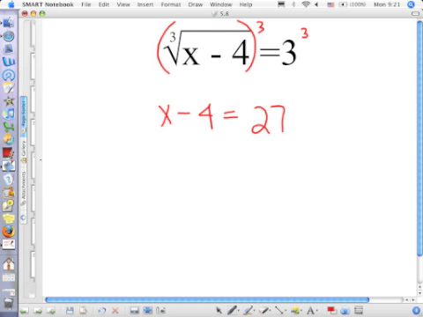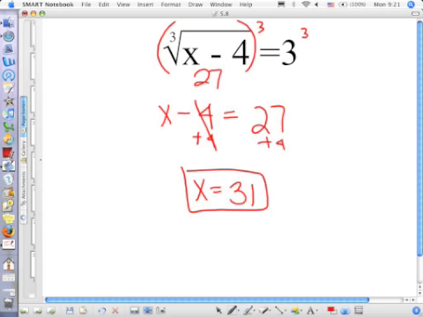So, what's x? X is 31. Adding 4 to both sides. X equals 31. Check. It's 31 minus 4. And what's the cube root of 27? 3. Okay, it works. So we're good.